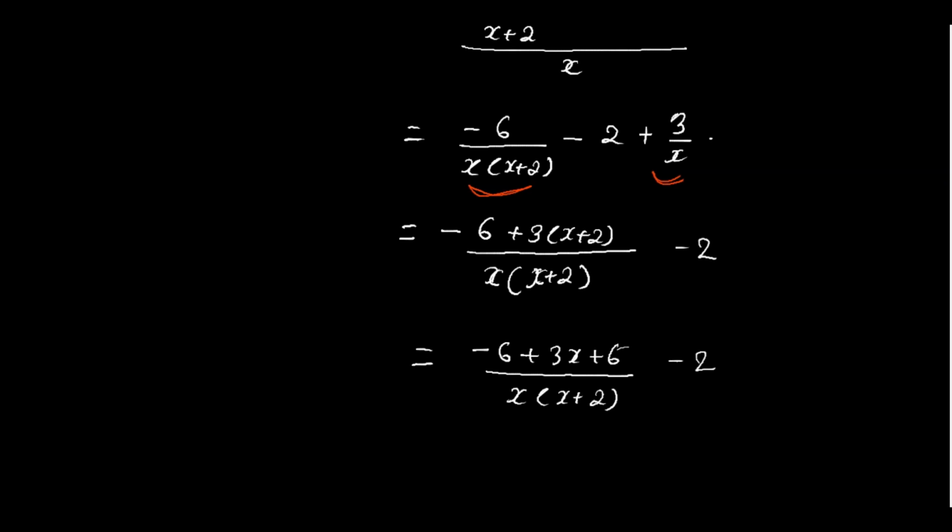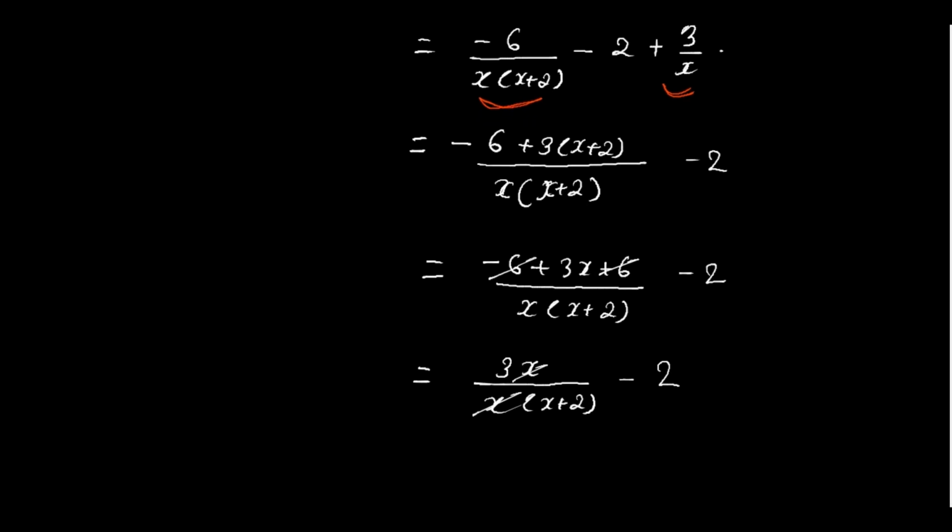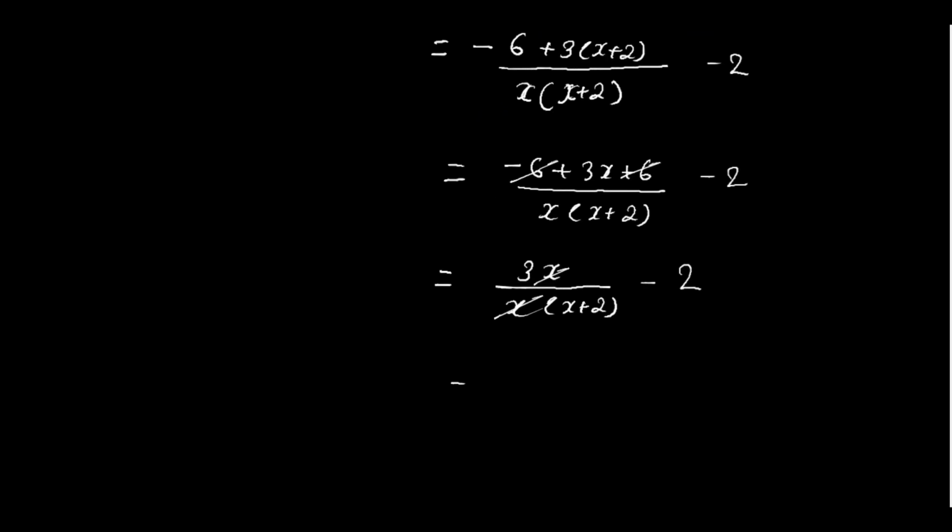Then 6 cancels. The answer will be 3x by (x plus 2). X again cancels. So the final answer is 3 by (x plus 2) minus 2, which we had to prove. We have proved that, which is the final answer.